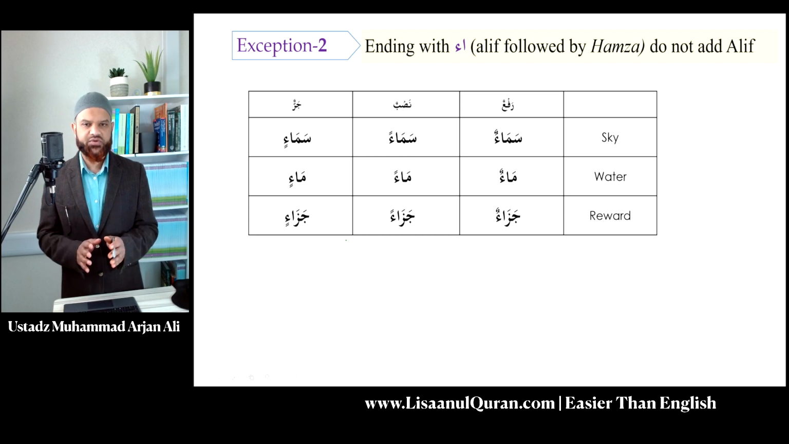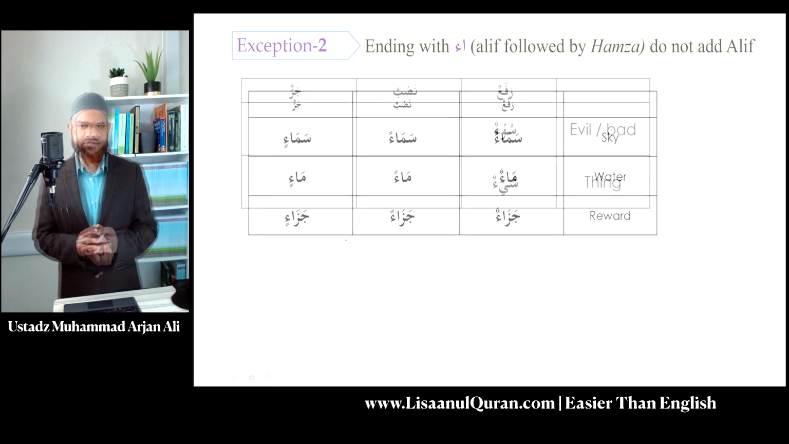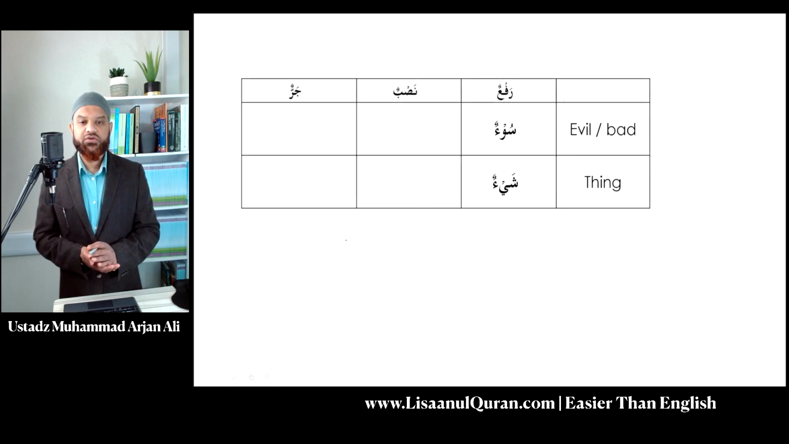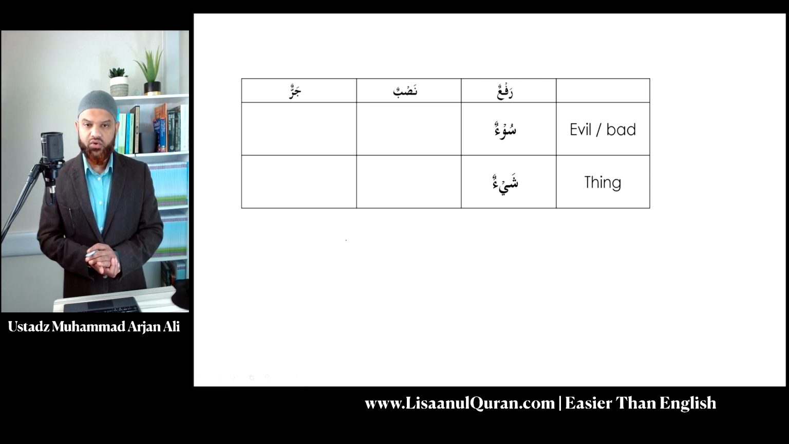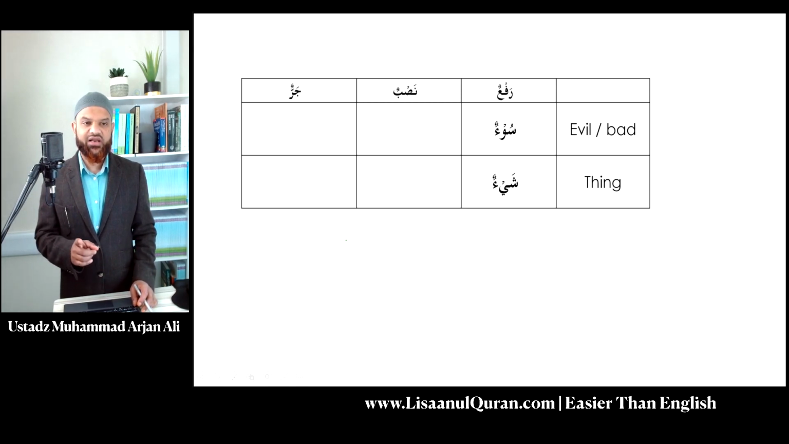So these are the 2 exceptions. Exception 1 with ta marbuta, exception 2 with alif and hamza. Then you will not add the extra alif. Please remember this because it's very important that you add the alif where it is required. Just to avoid confusion, it is the alif followed by hamza. So you got an example here. Su'un, it ends with a hamza, right? But it will need an alif. Why? Because there is no alif before the hamza.